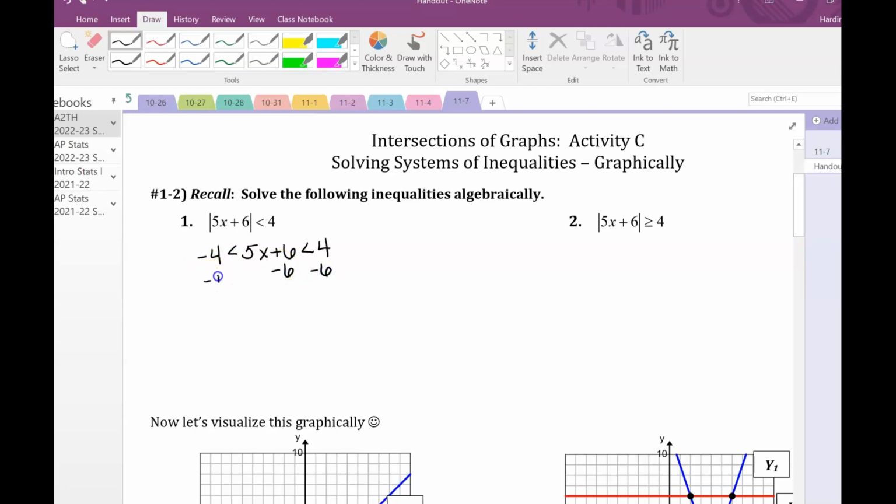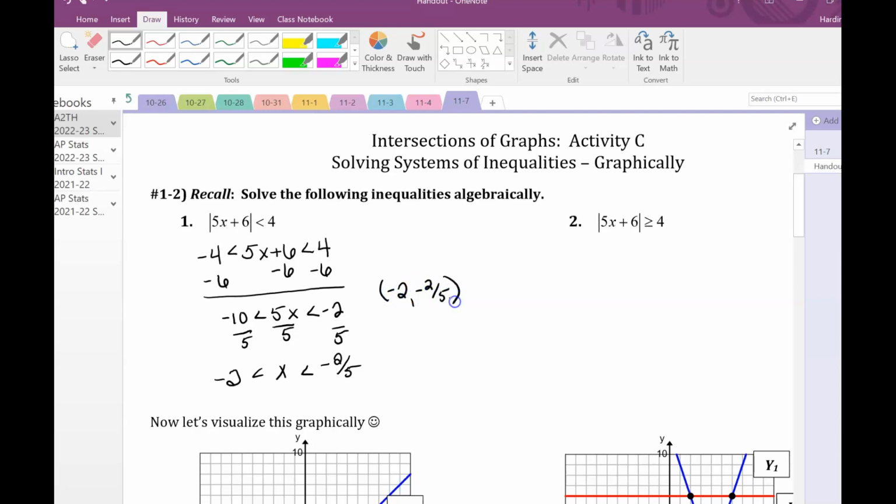Gone through the steps to solve it. Divide by 5 here at the end. And then you would have said that x is greater than negative 2, less than negative 2/5, or negative 2 to negative 2/5, like that. What if the sign had been the other way?